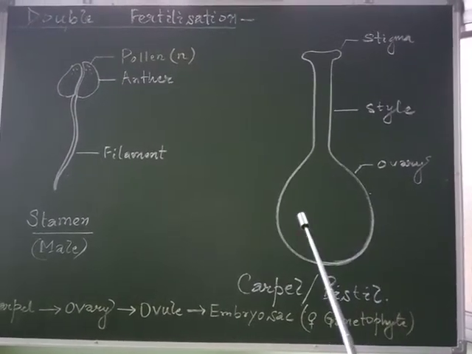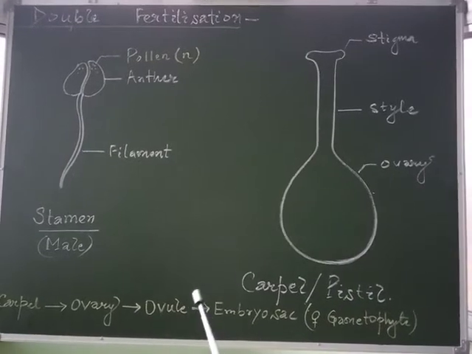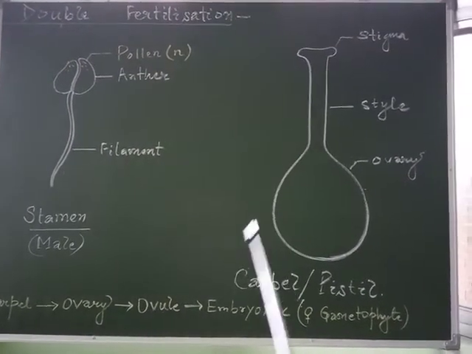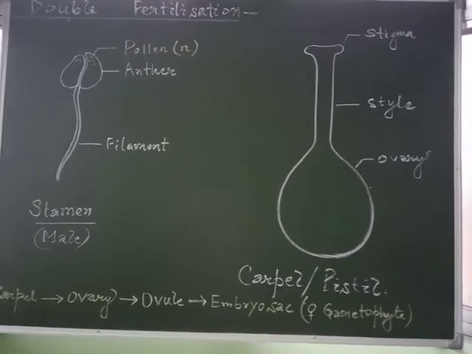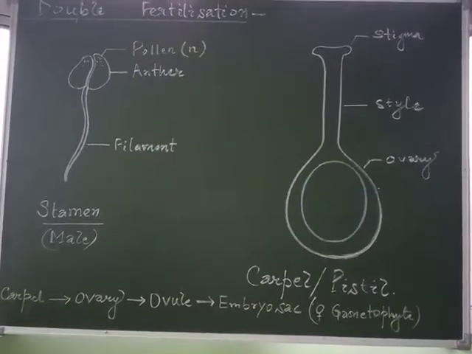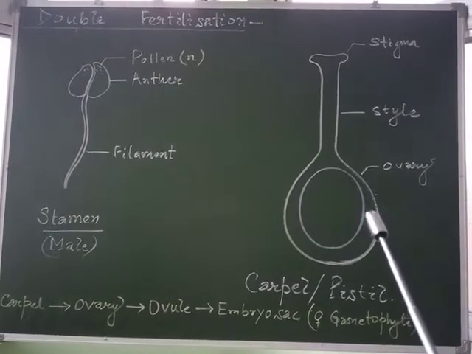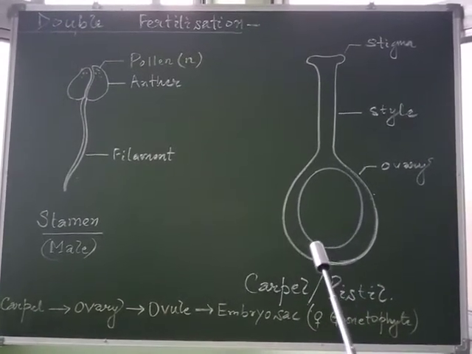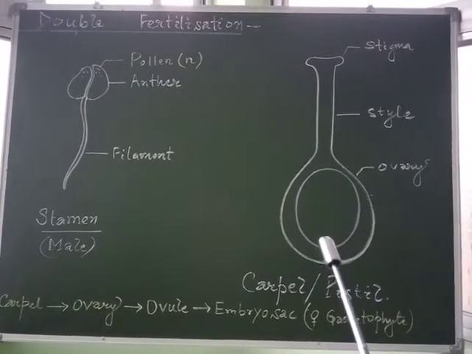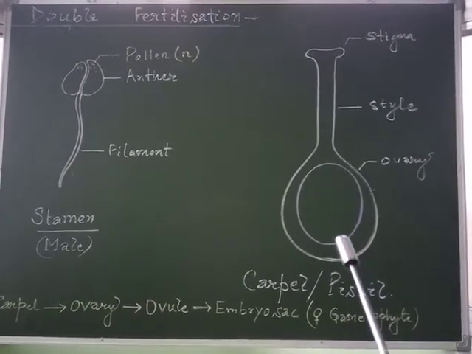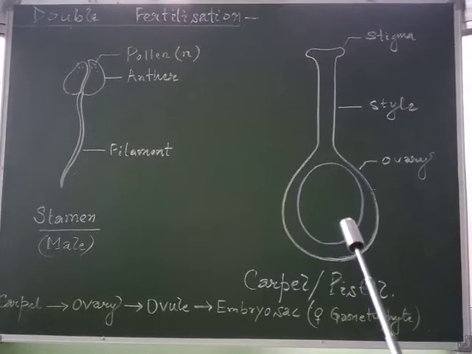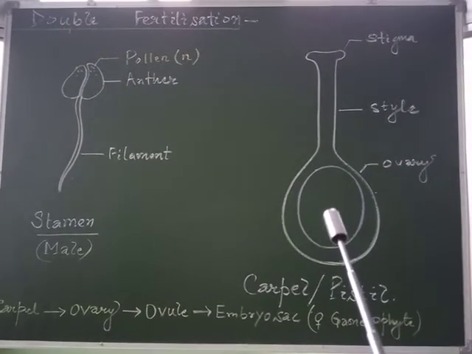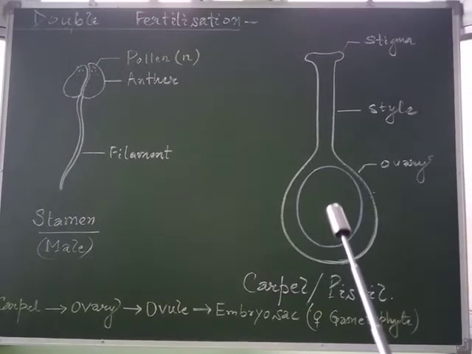Within the ovary, ovules are present, and within the ovule, the embryo sac is present, which is a female reduced gametophyte. Here also the cells which have been produced are haploid in nature.